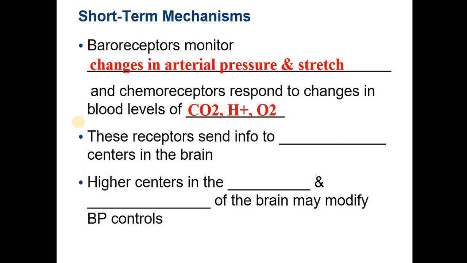These receptors will send the information to your vasomotor center in the brain, and the higher centers in the cortex and the hypothalamus of the brain may modify your blood pressure controls. So your hypothalamus, you might remember, is a part of your sensory signal that's receiving relay information for your five senses to help adjust and adapt to whatever's going on as a part of your autonomic nervous system.